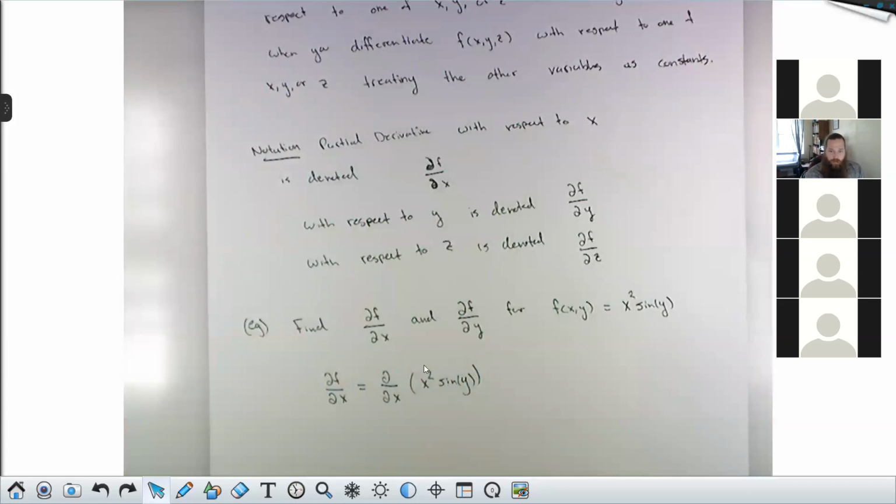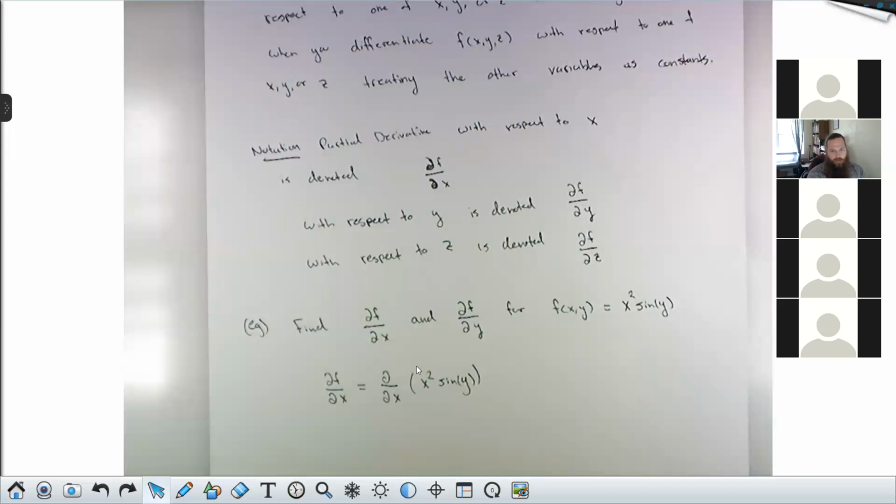In Calc 1, if I asked you to differentiate this function with respect to x, you would assume that y is implicitly a function of x. You would need to use implicit differentiation here. But in this case, we're treating x and y as two completely separate independent variables. No implicit differentiation. We're just taking a partial derivative.